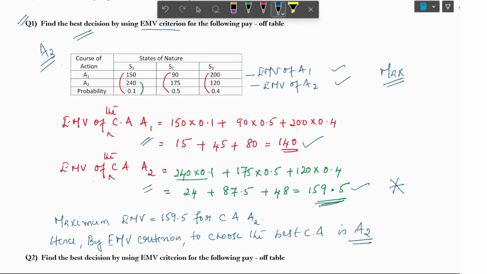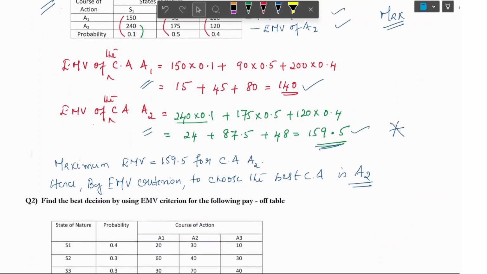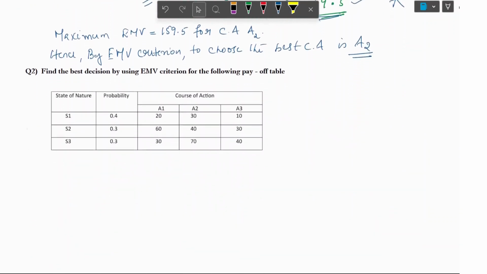Then find which is a maximum, corresponding to which course of action you are going to choose. Now here I showed you one example of how to take a decision by using EMV criteria. Now we will discuss one more question, but I'll show you how the question is framed in a different way.